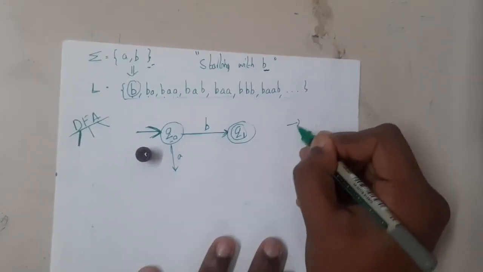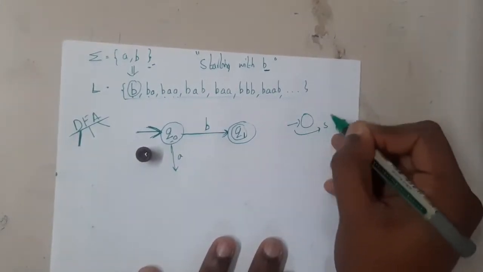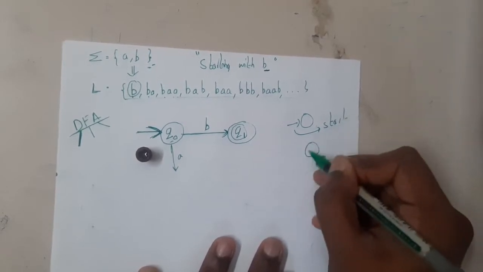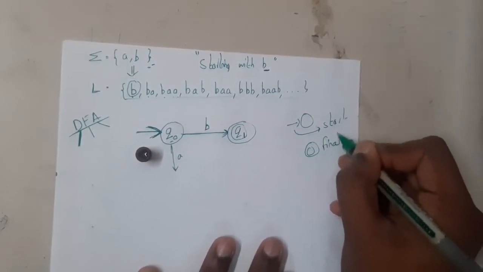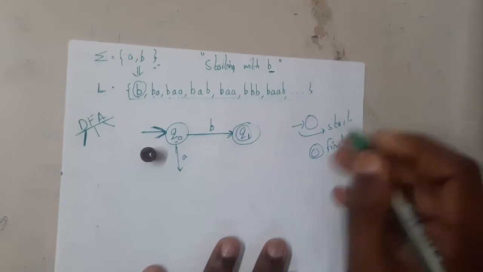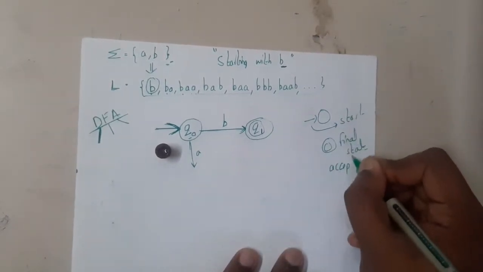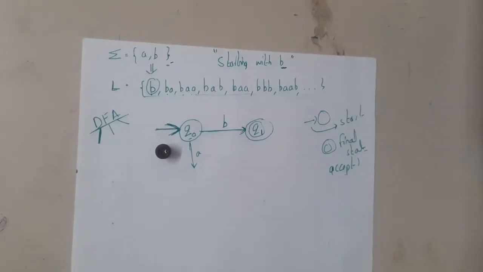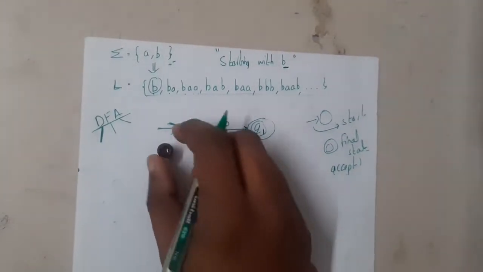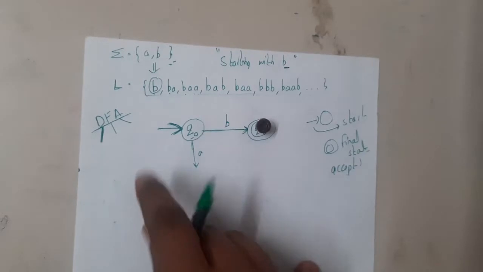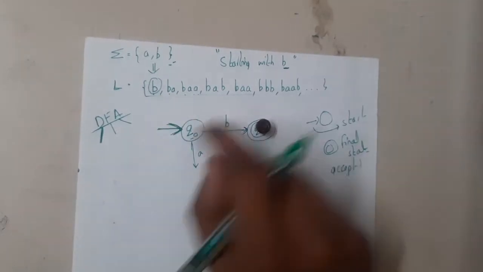So in simple words, this indicates a start symbol. This indicates a final state. So it means it has reached the final state, and the string has been accepted. So if your string is at the final state, it is accepted, guys. Okay, so now observe. If it is a single b, we are accepting, but we want to accept ba also.